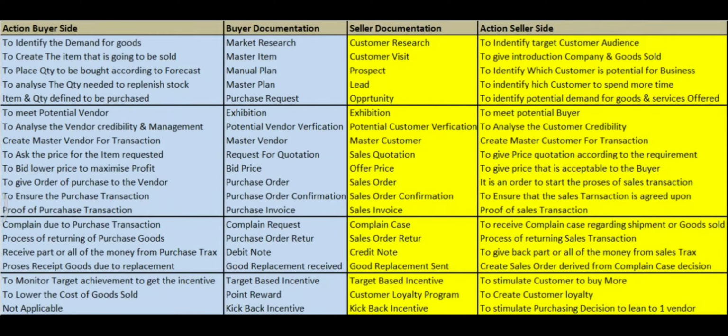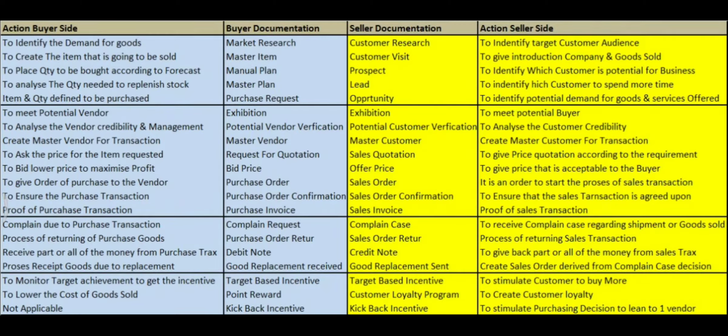Okay. If you see from the buyer document side, usually in a business, one needs to do market research for the goods that they are going to sell. Of course, these goods need to fulfill the customer demand or solve the customer's problem. Okay, to identify the demand of the goods, market research can be done through the internet, through the exhibition center, or by googling also.